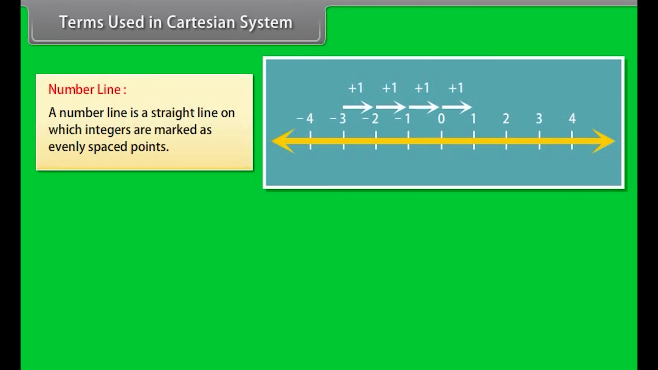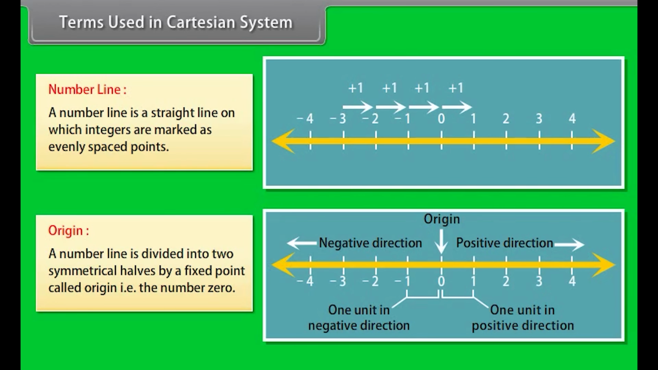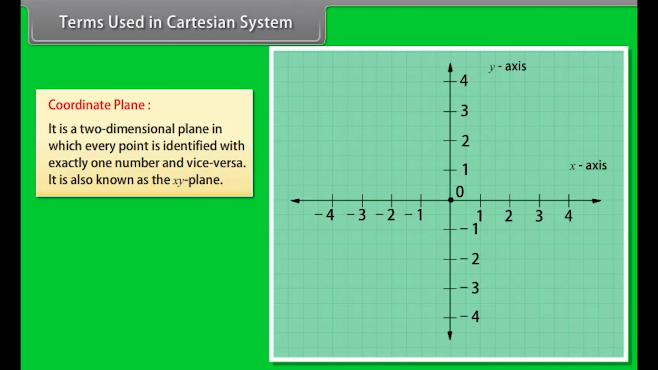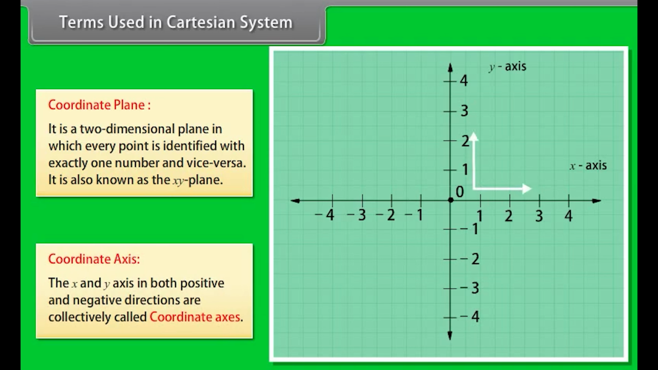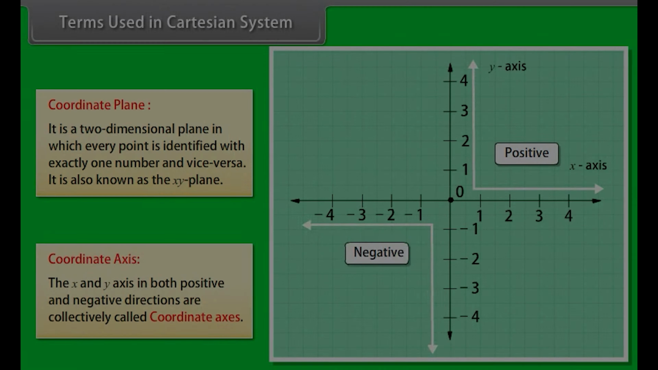A number line is a straight line on which integers are marked as evenly spaced points. Origin. A number line is divided into two symmetrical halves by a fixed point called the origin, that is, the number 0. Coordinate plane. It is a two-dimensional plane in which every point is identified with exactly one number and vice versa. It is also known as the xy plane. Coordinate axis. The x and y axes in both positive and negative directions are collectively called coordinate axes.